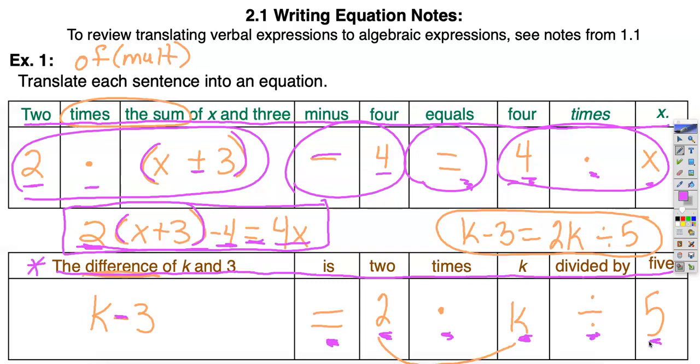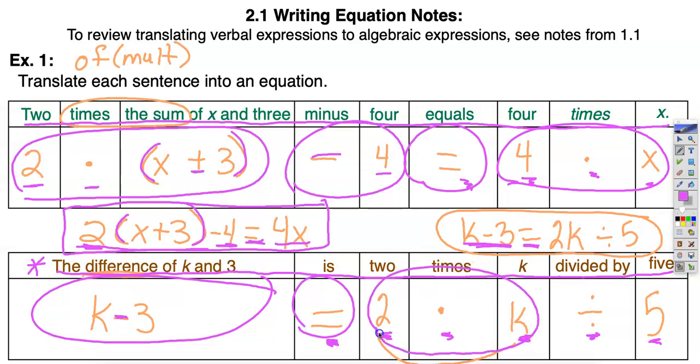So now we're going to take and try to condense that. So here's our k minus 3, which I wrote right here. Equals is next. And then we have 2 times k divided by 5. So here's our 2 times k. We've taken that dot out of there because a number sitting beside a variable means multiplication. And then we have division by 5. So this would be your final algebraic equation.